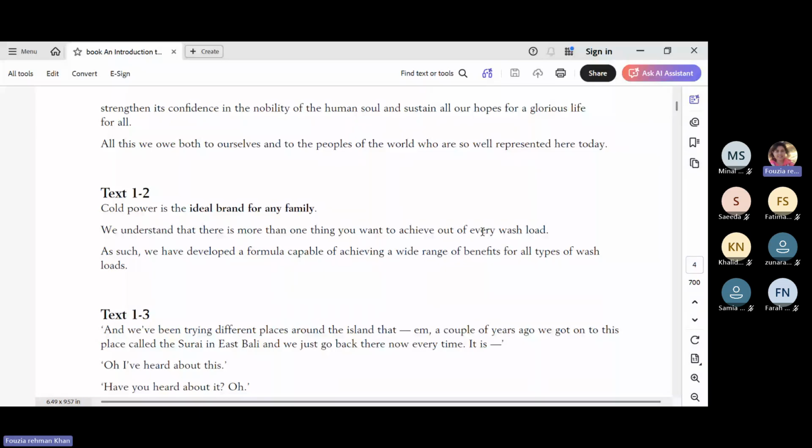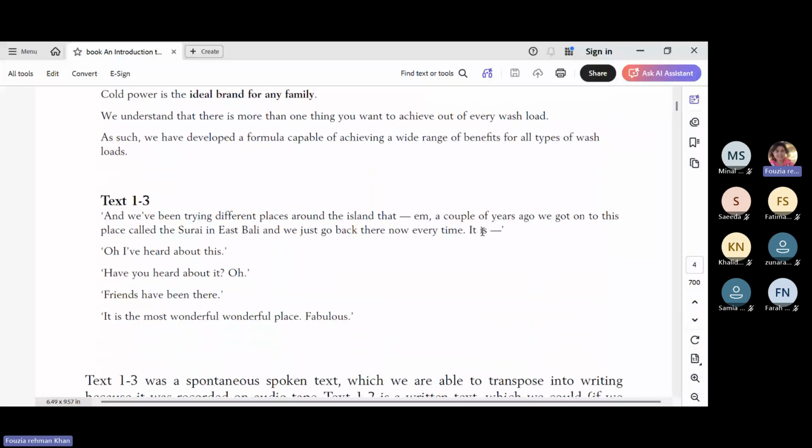Because we don't see any pictures here, we do not see any video here. So perhaps it's a brand. Cold Power is the name of some brand. And what product is being advertised here? The activity is to recognize the genre that you have done. But what product is being advertised here? Washing detergent, I think. Yes, this is washing detergent.